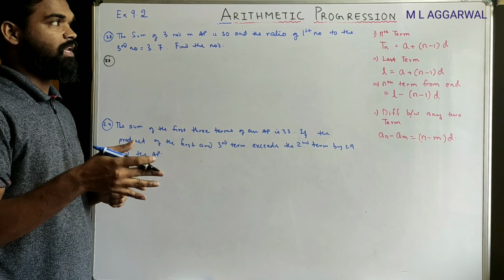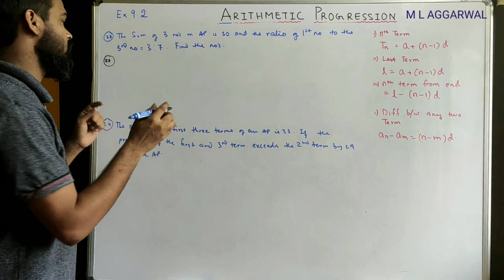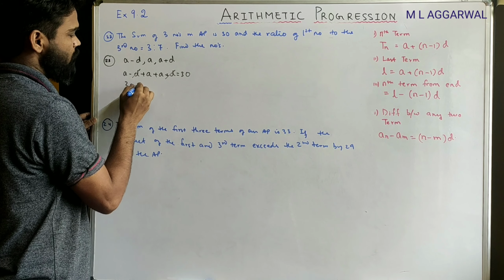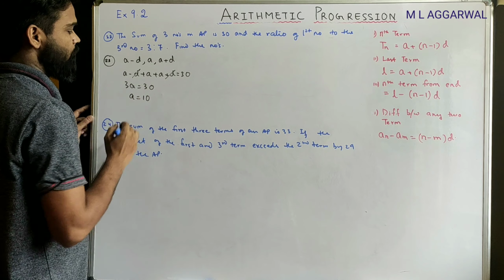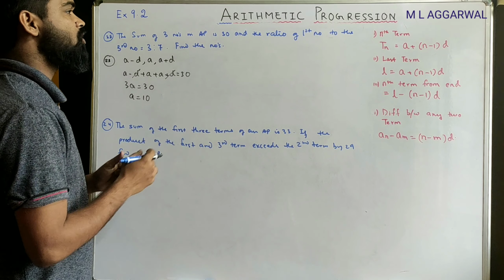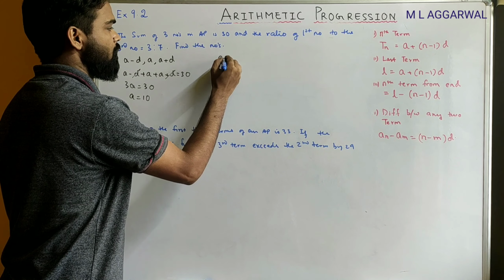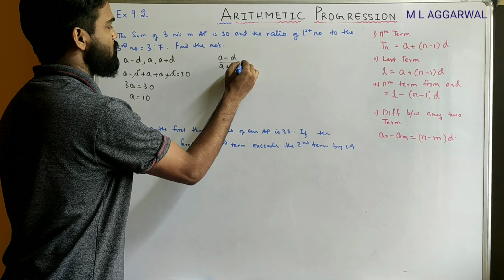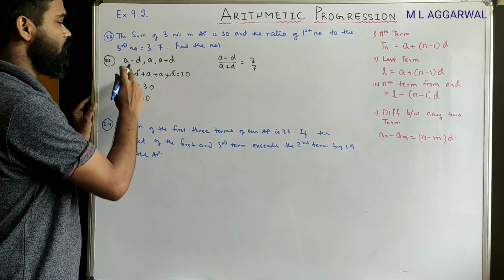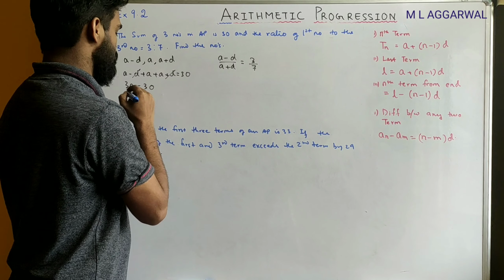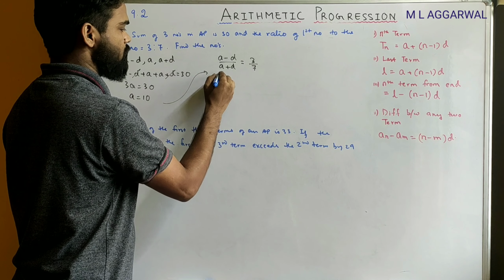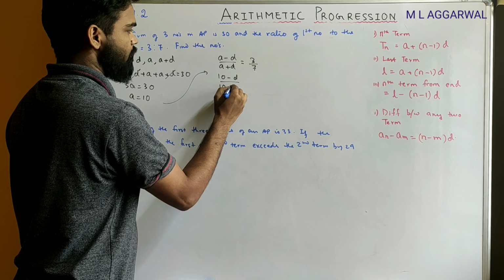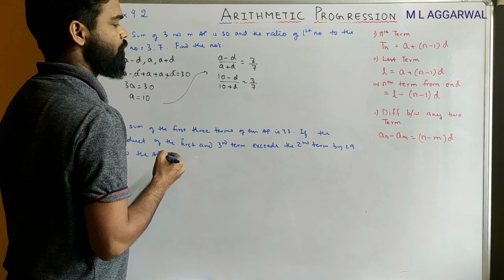The sum of 3 numbers in AP is 30. We know, let the numbers be a minus d, a and a plus d. When you add all these, you get 30, which means 3a equals 30, which means a equals 10. We got a. And the ratio of the first number to the third number, which means a minus d by a plus d, is given as 3 by 7. Put the value of a over here. So 10 minus d by 10 plus d equals 3 by 7, isn't it?